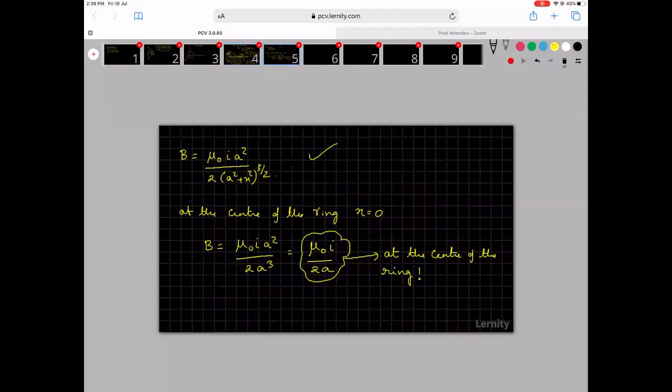So this is the magnetic field at any point on the axis, but at the center, x is equal to 0. So if you put x is equal to 0, it is mu naught I by 2a.